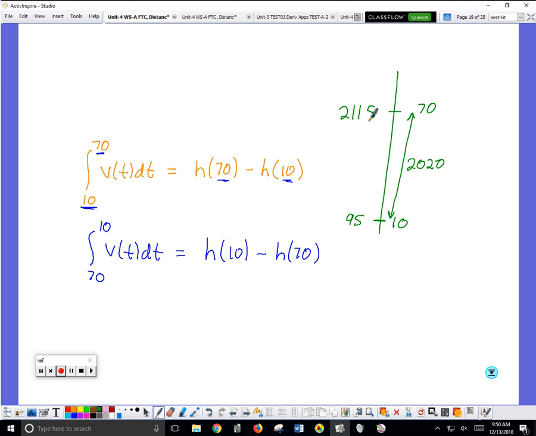You with me? Well, if we do the integral backwards, this comes out to be negative 2020. But this is equal to the reverse of the two. So it's taking the lower height minus the upper height. So that's negative as well. That's why it's still true. So they're both negative. Okay. You have to switch. So you notice this is h of 70 minus h of 10. Now I've got h of 10 minus h of 70.